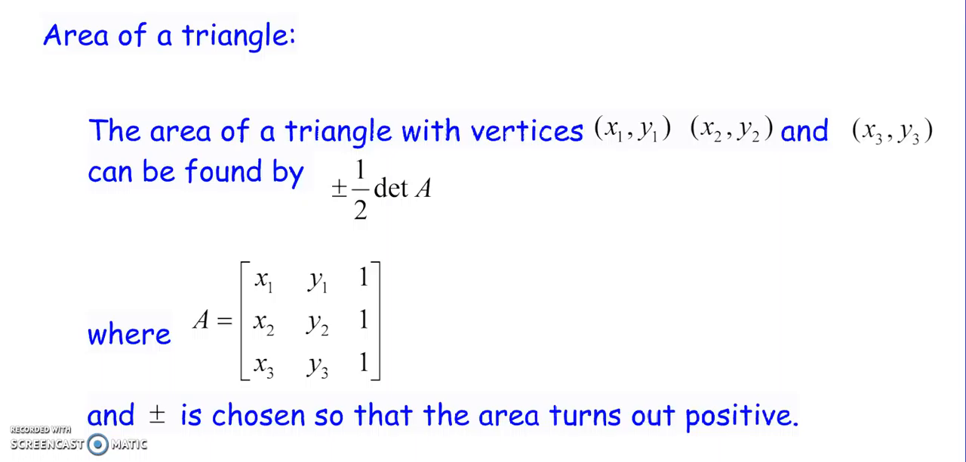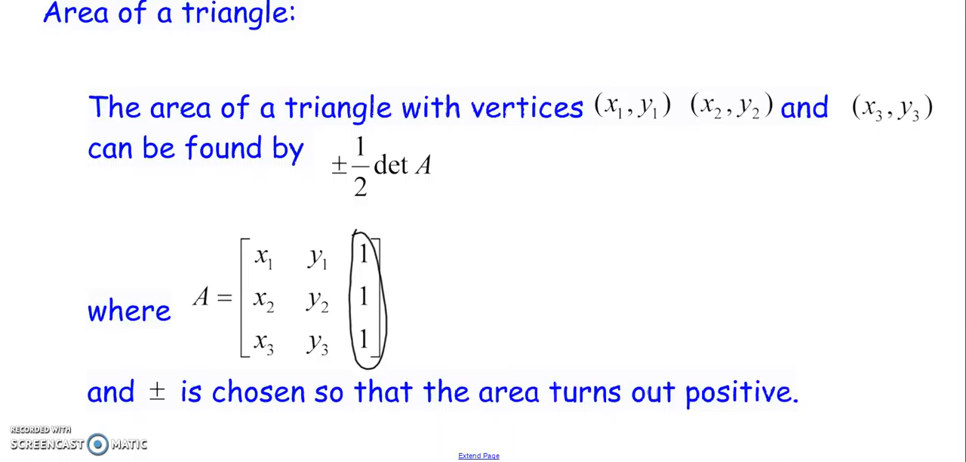So essentially, these 3 coordinates go in the first 3 rows, all right? And then your last row is filled with all ones. And if you do that, so you set up this 3 by 3 matrix, then you can find the area of a triangle as plus or minus 1/2 the determinant of A. Now, obviously, area has to be positive, but the determinant could be positive or negative. So that's why this plus or minus is here, so that your answer must always come out positive.